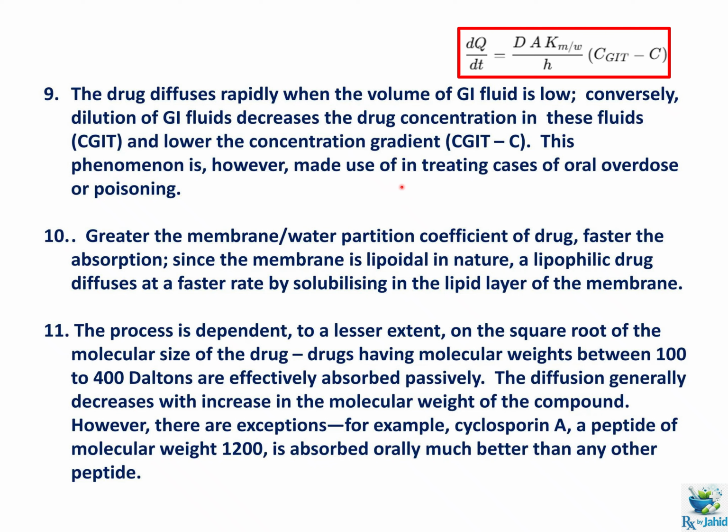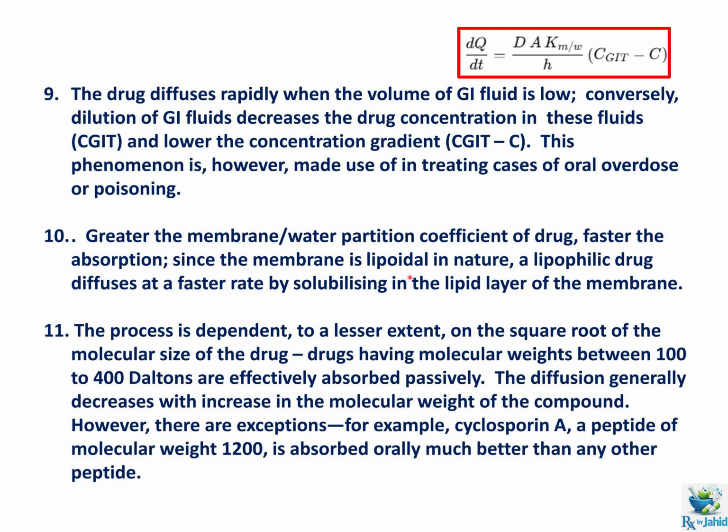This phenomenon is however made use of in treating cases of oral overdose or poisoning. So our GI fluid volume has an impact on the diffusion of the drug, because GI fluid volume will ultimately change the concentration, and this will ultimately change the diffusion. The greater the oil-water partition coefficient of the drug, that is lipophilicity of the drug, the faster the absorption. You can see from here that it is directly proportional.